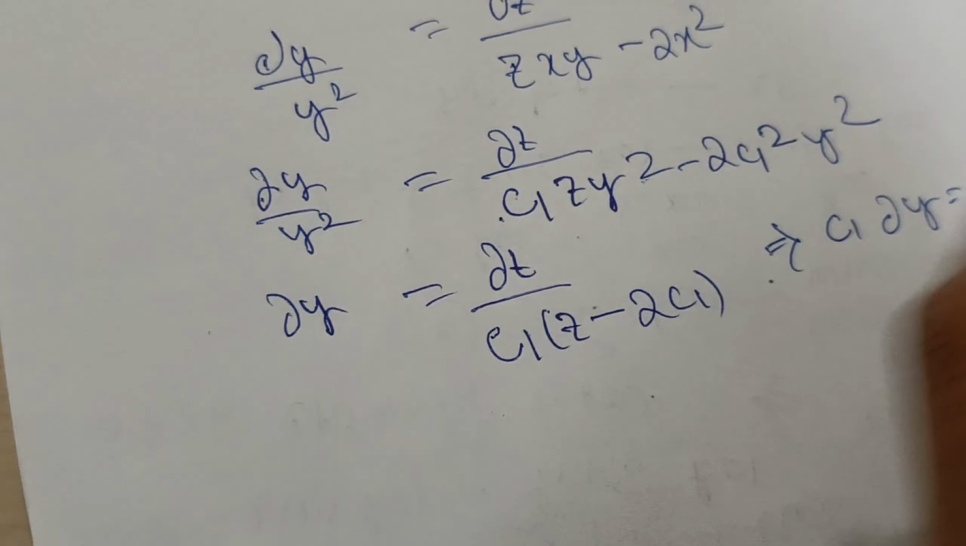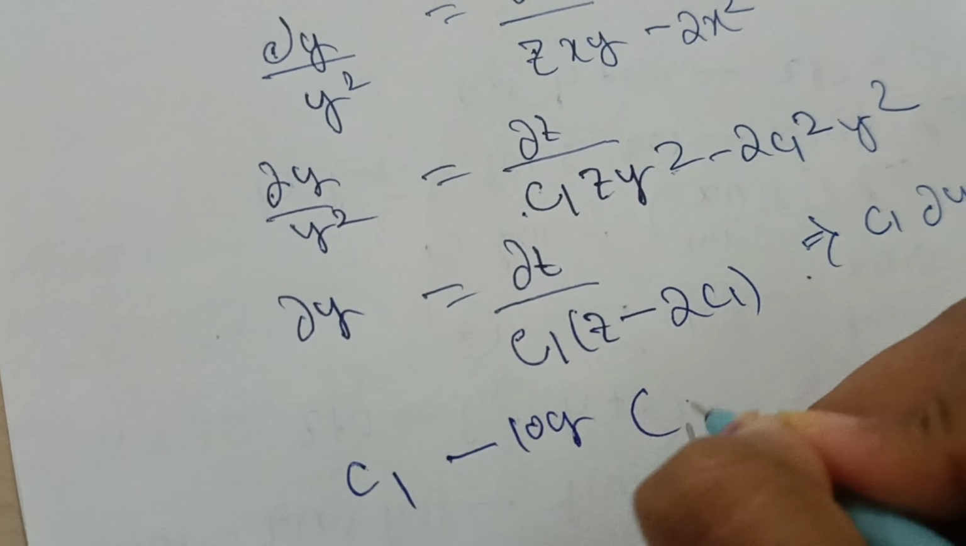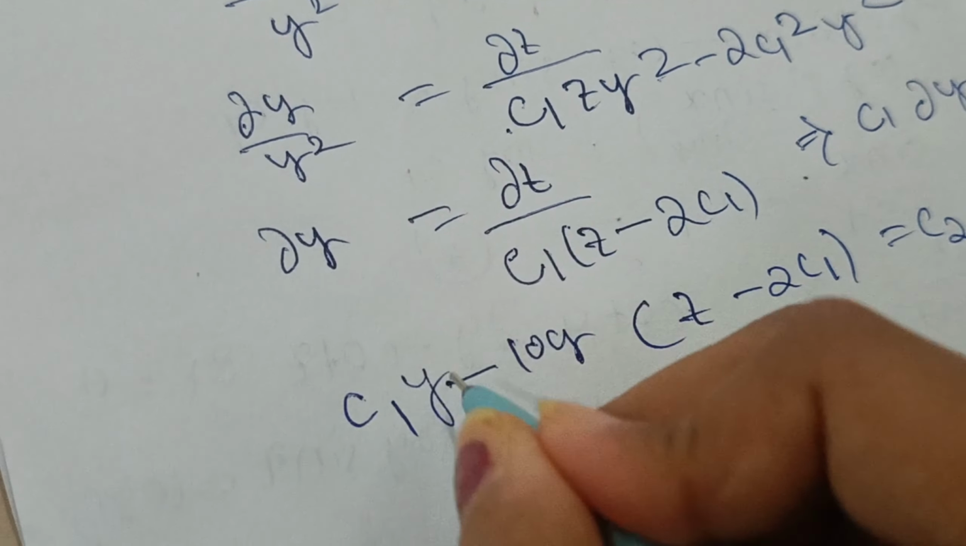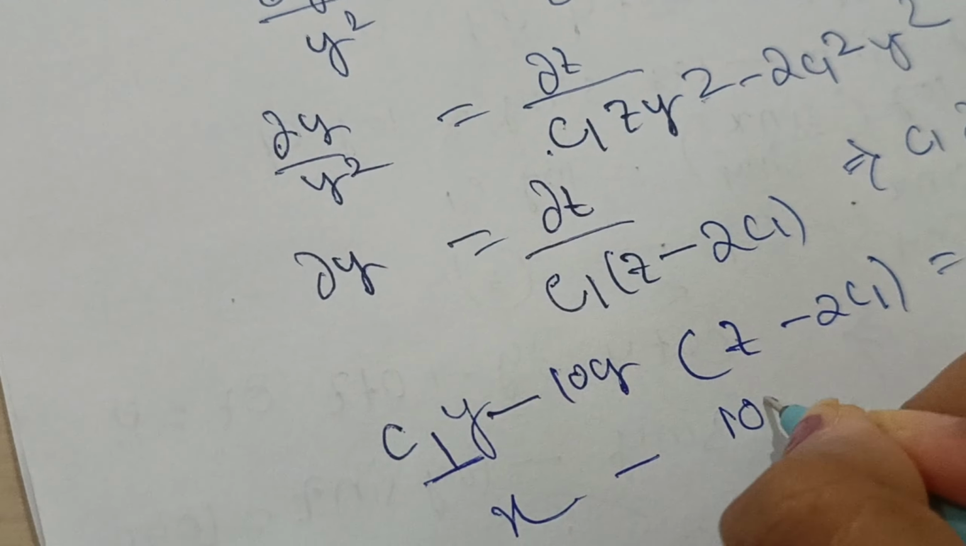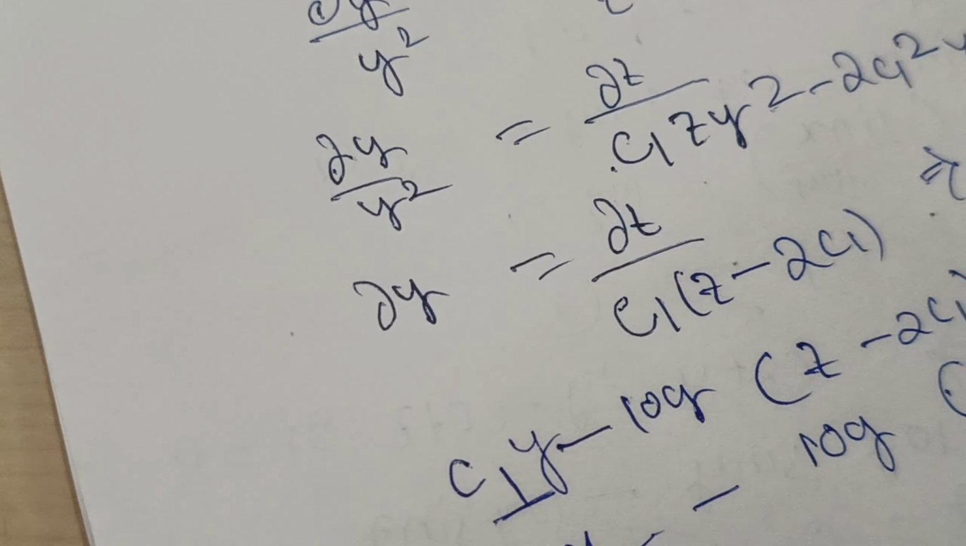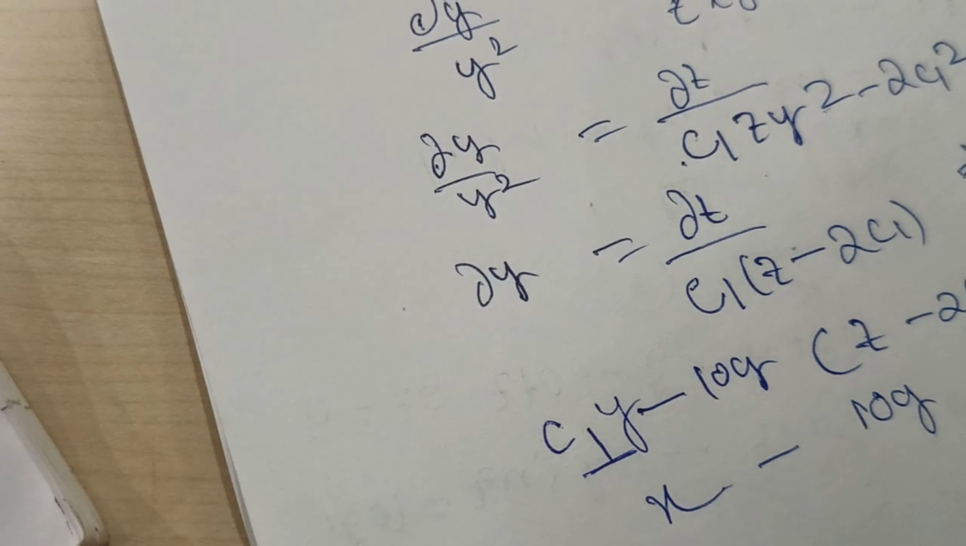So c1 y minus log of z minus 2 c1 equals c2. That is, x minus log of z minus 2 c1 equals c2. So phi is an arbitrary function.